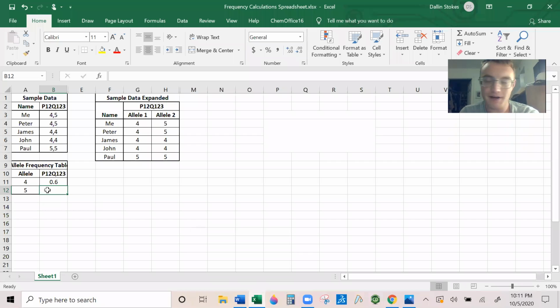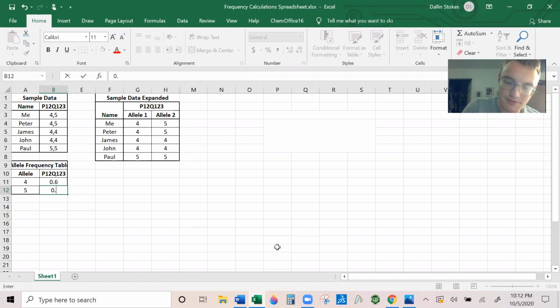The allele frequency for 5 can be found the same way. You count all of the 5s. We got 1, 2, 3, 4. 4 alleles out of 10 gives us an allele frequency of 0.4.